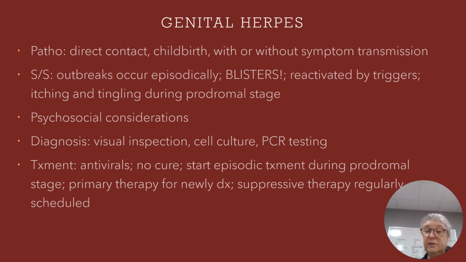Generally, genital herpes is transmitted by direct skin-to-skin contact during the prodromal stage of infection. This is the onset of infection. So infection can occur through oral to oral, oral to genital, genital to genital, or anal contact. Transmission can also occur during childbirth.